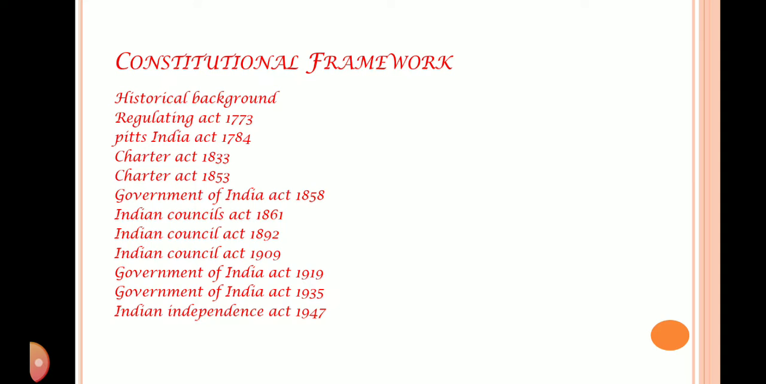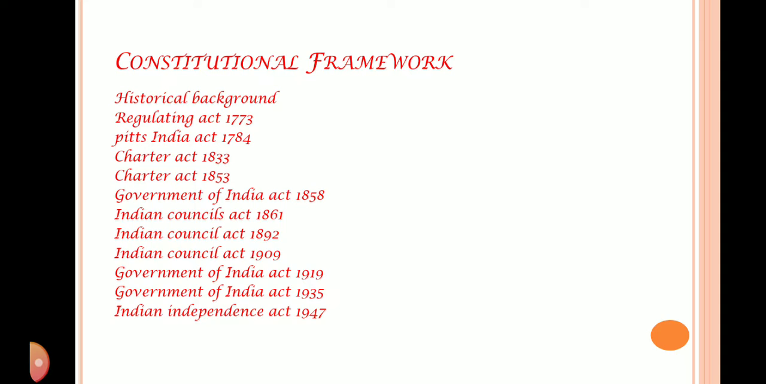Second one, Pitt's India Act 1784. It was introduced to remove the drawbacks of Regulating Act 1773. It was named after then Prime Minister of Britain, William Pitt. It placed the Indian affairs under the direct control of British government. It created a new body called Board of Control for managing the political affairs.